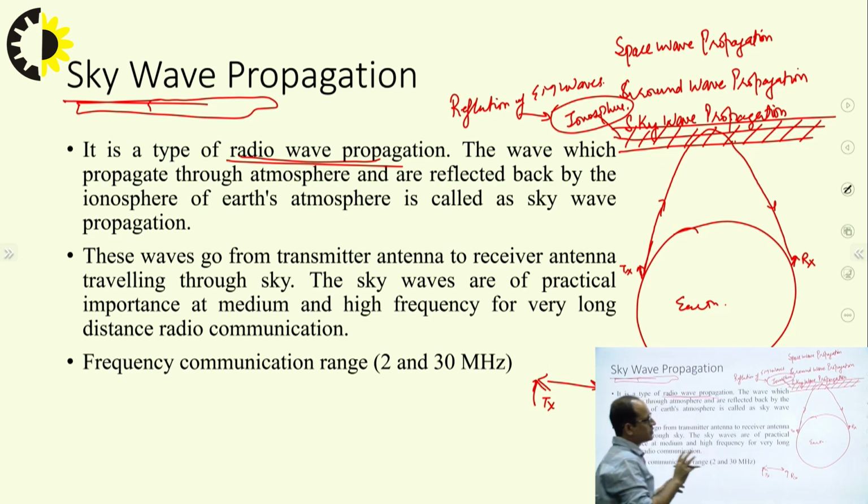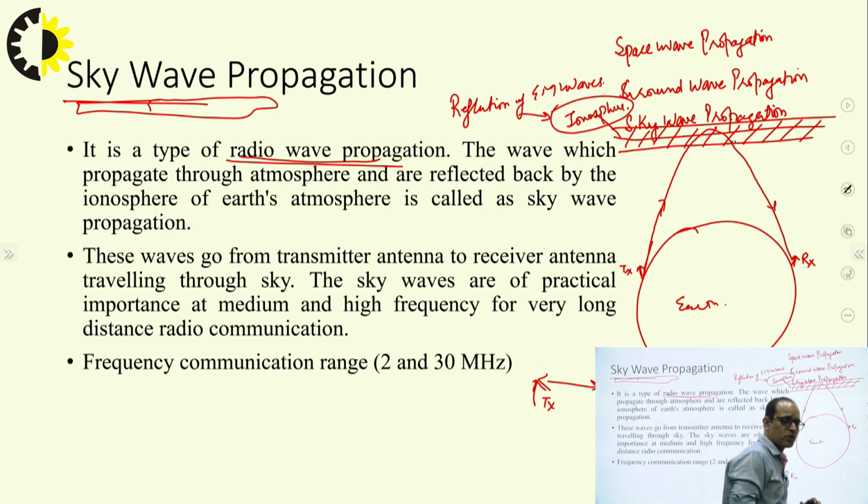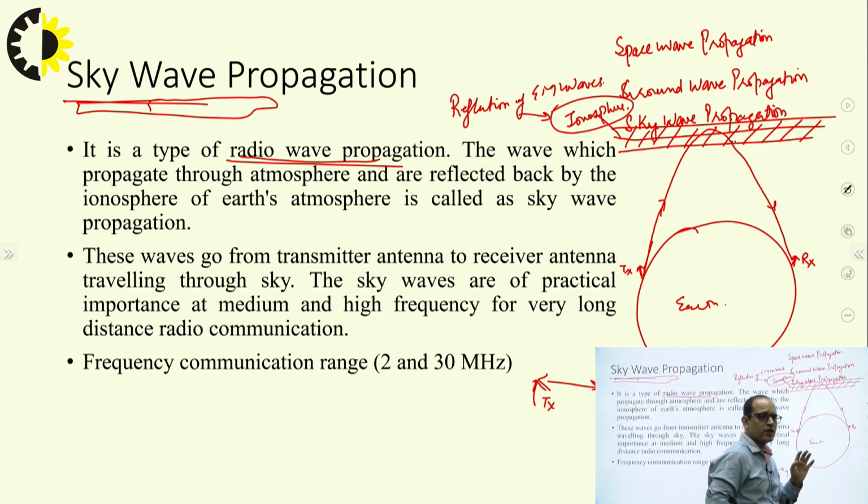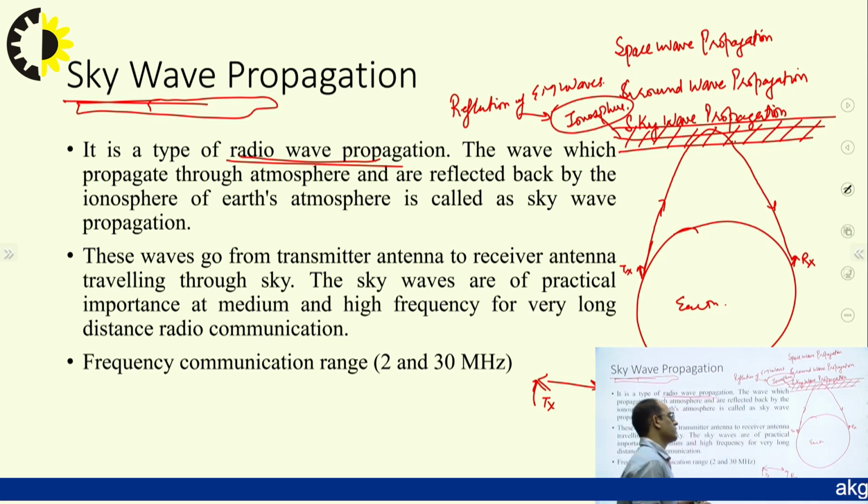So first of all we will discuss the structure of the atmosphere, and after that we will talk about the structure of the ionosphere, and then we will find the expression for the refractive index of the ionosphere. Clear? So let's start one by one.